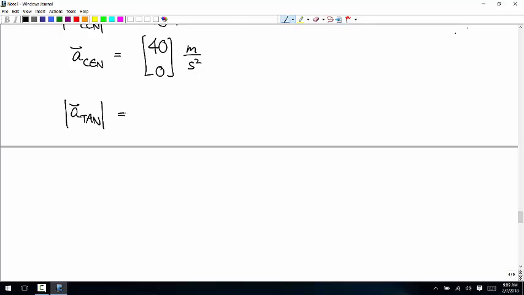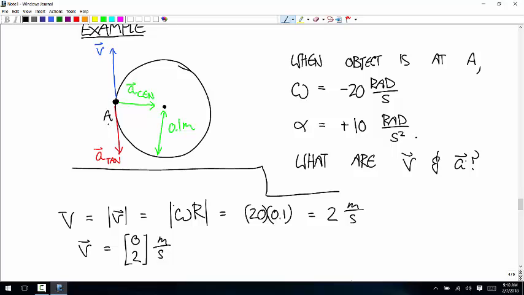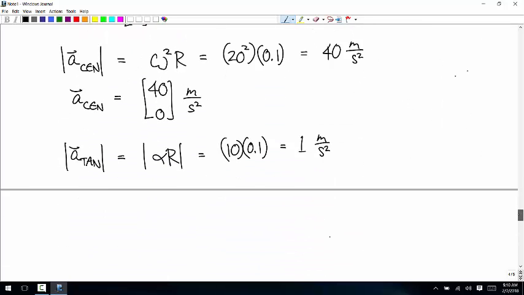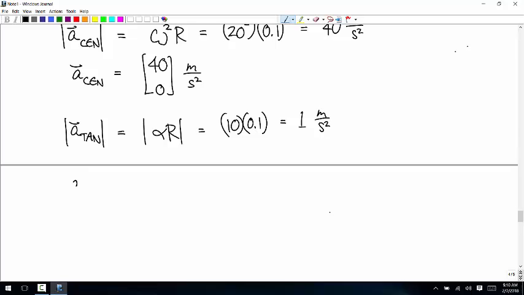The tangential acceleration is the absolute value of alpha times r. So that's 10 times 0.1, or 1 meter per second squared. We know that that's in the negative y direction. So the tangential acceleration is 0, negative 1.